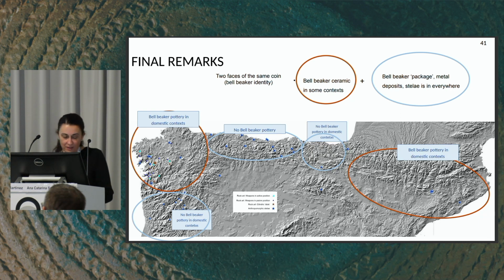It may be interesting. If we can measure the impact based on the quantity of Beaker finds, the number of sites, for example, or pieces, we can affirm that Galicia and Catalonia have a greater quantity. The impact could be greater in these 2 areas. Intermediate areas suffer less impact, but if we introduce the Beaker package, this will change, since a certain amount of metal deposit and the same types are observed through the region.